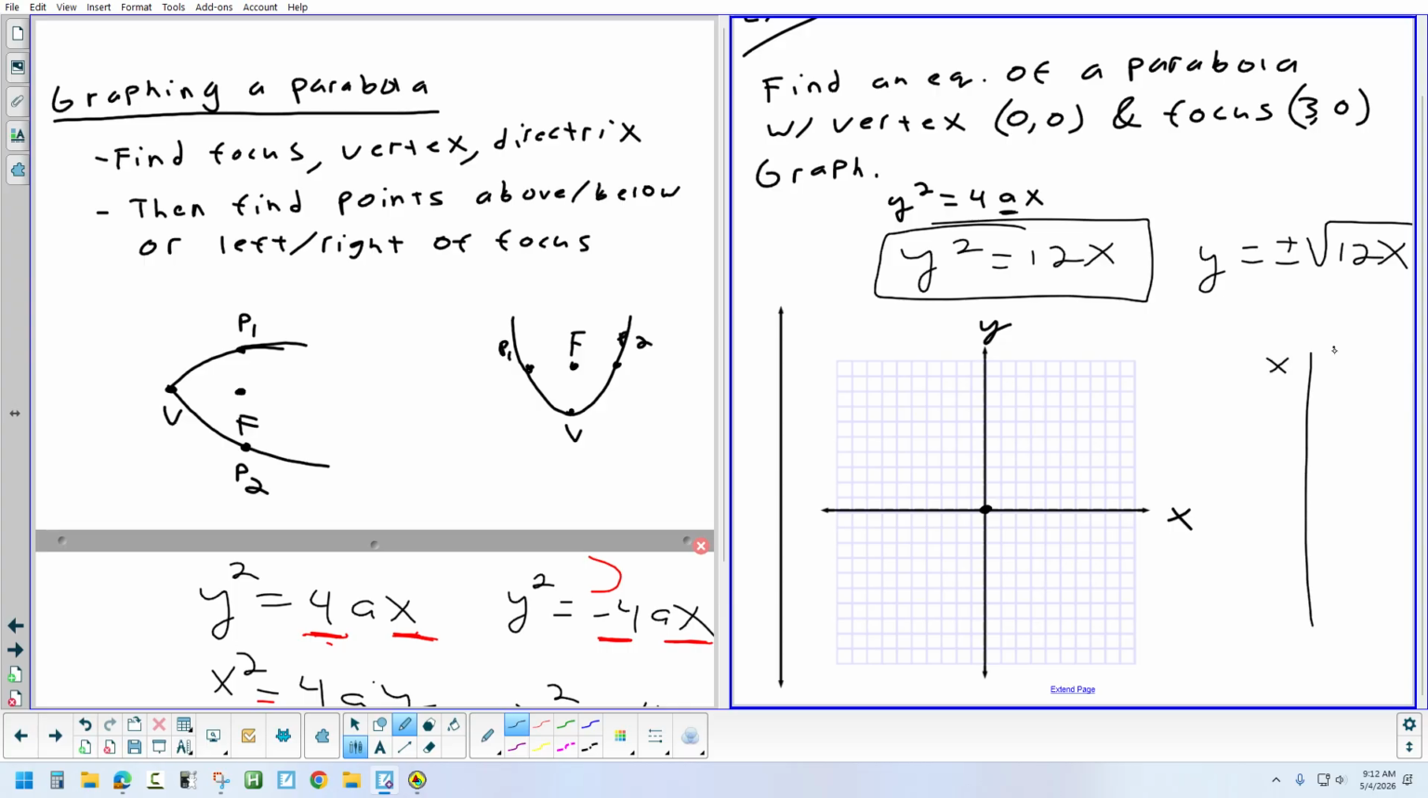So kind of making a table. We've got 0, 0. What would be another good x value to pick? I'd like to pick an x value that would result in a nice answer. Yeah? 3. Yep, 3 is a great point to pick. Because if we plug in 3, what do you get for y when you plug in 3 for x? 6. Positive and negative 6.